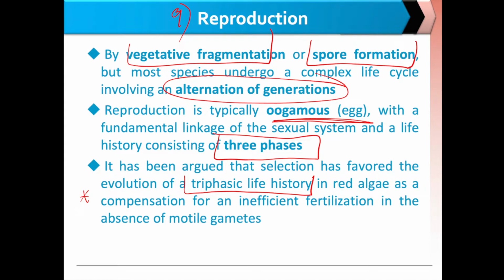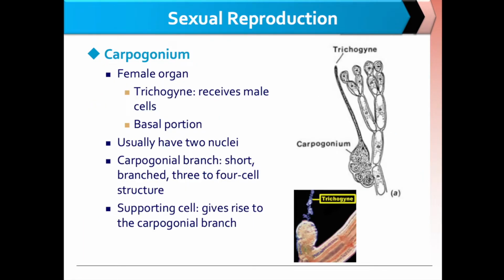Okay, so anong itsura nung kanilang mga sexual reproductive structure? So meron tayong una, tinatawag natin siyang carpogonium. So pag sinabi nating carpogonium, this is the female reproductive organ. Meron kang dalawang part dyan.